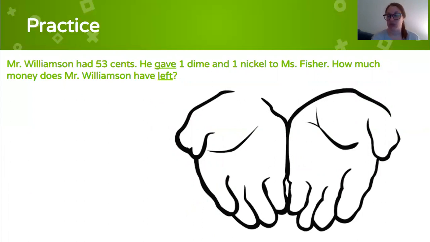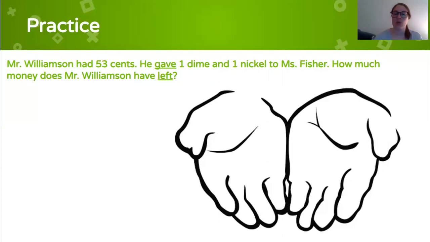How much money does Mr. Williamson have left? Now, I underlined 2 really important words in this word problem. What words did I underline? That's right, I underlined gave and left. If he has some money and he gives some away, and they're asking how much is left, are you adding or subtracting? That's right, we're gonna subtract. We're gonna take away this time because he starts with a total, but he takes away a part. So we have to figure out what's that missing part. What does he have left?